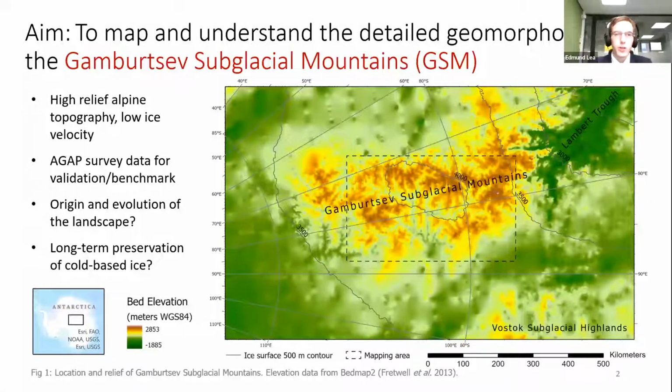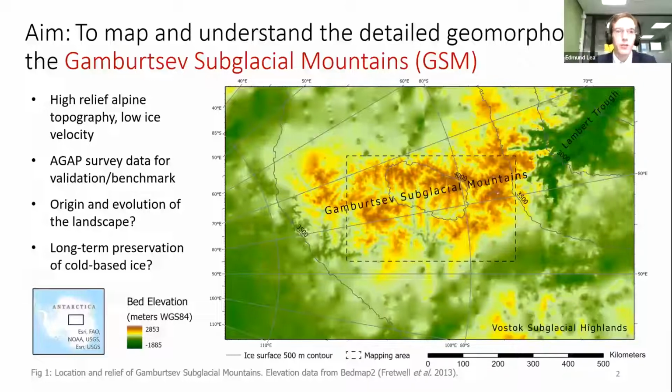The reasons for choosing this area are a few, but mainly we already have fairly good radar survey data from the AGAP survey, which gives us a very reasonable impression of what the central area of the Gamburtsevs looks like in terms of the structure of the topography. However, the surrounding area is still quite poorly resolved, and that gives us the opportunity to both use the existing radar data as a kind of validation for our new mapping, and also potentially to improve upon it.